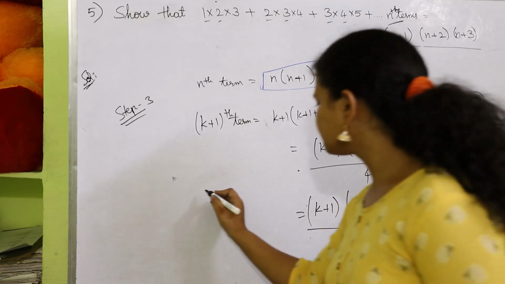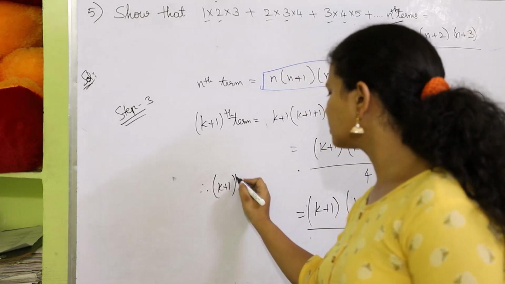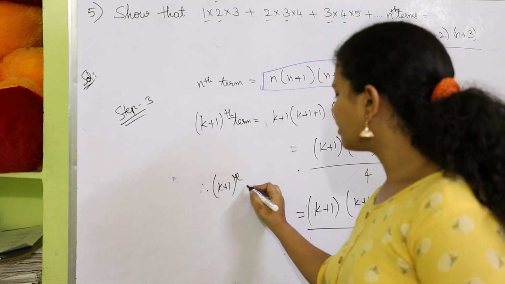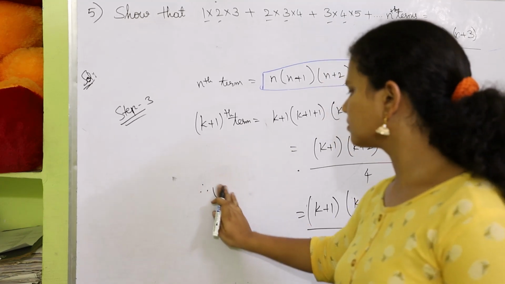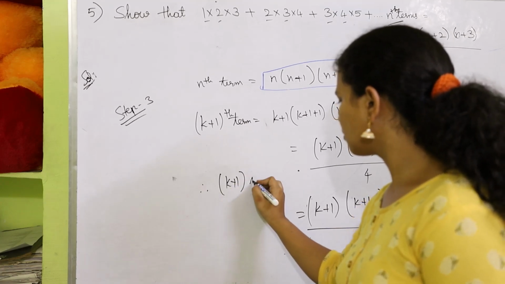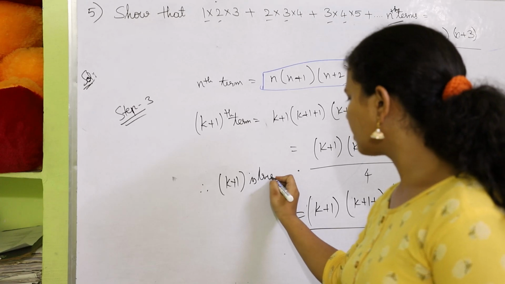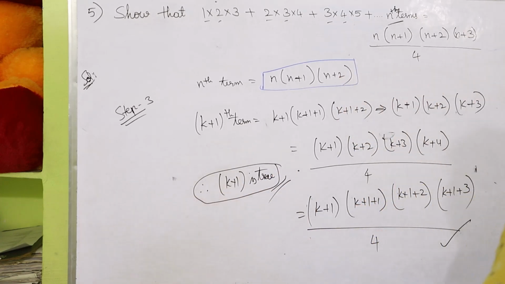Conclude: therefore, the k plus 1th term is true. Okay, consider k plus 1 is clear. Thank you.